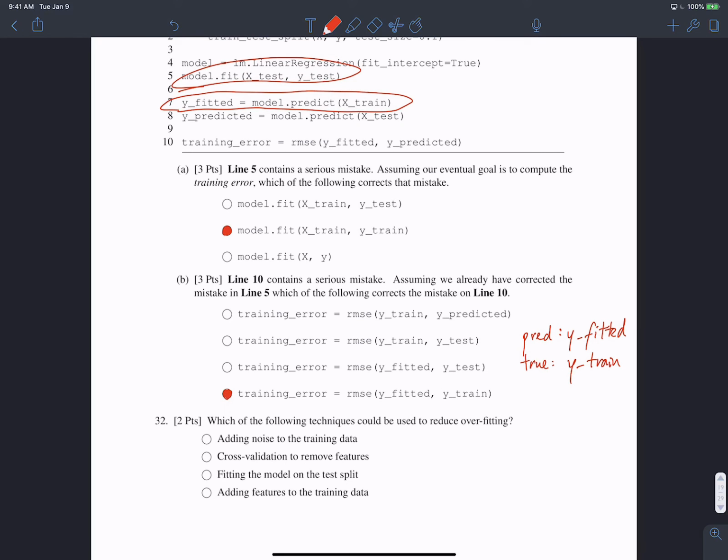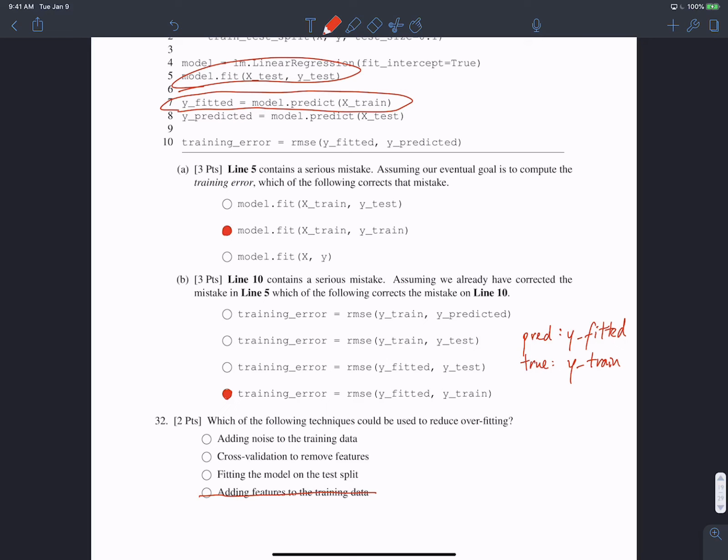Okay, and now 32, which of the following techniques could be used to reduce overfitting? Well, let's see. So we know that overfitting is usually a consequence of having our model being too complex, so having too many features. So what we probably want to do is reduce features, right? Reduce features so our model doesn't overfit to whatever we're training it on, okay? So it can't be the last option because that's the opposite of what we want. We want to remove features, not add.